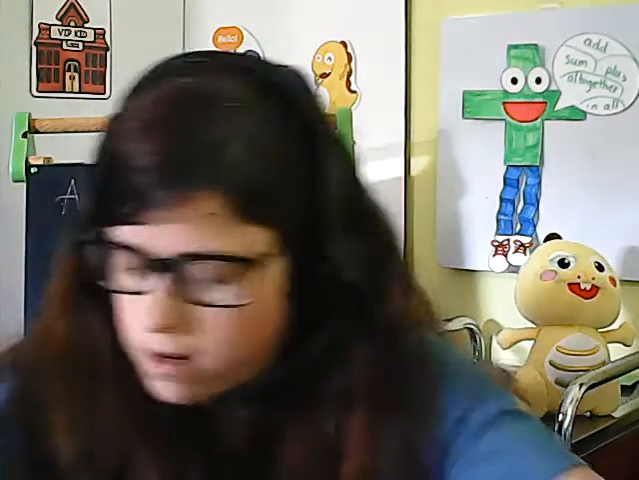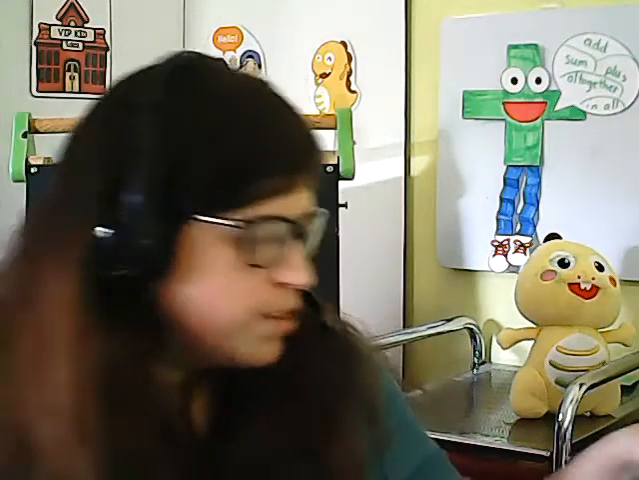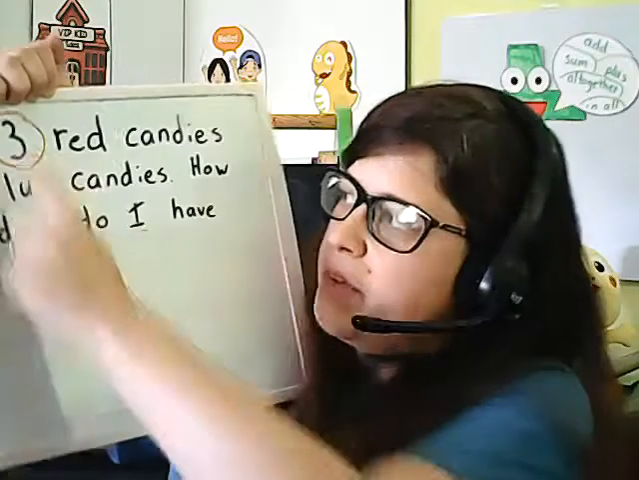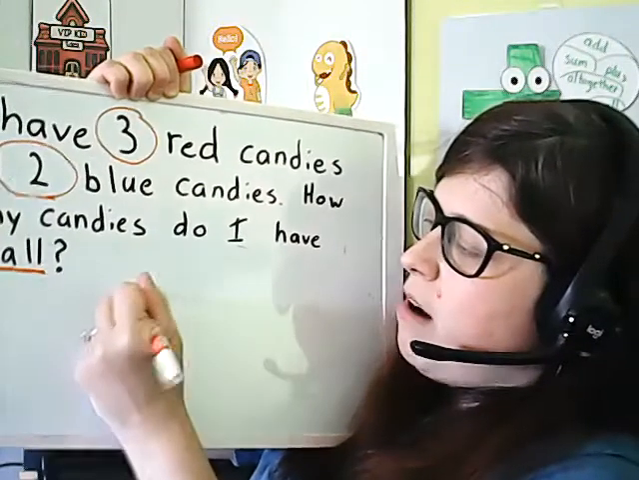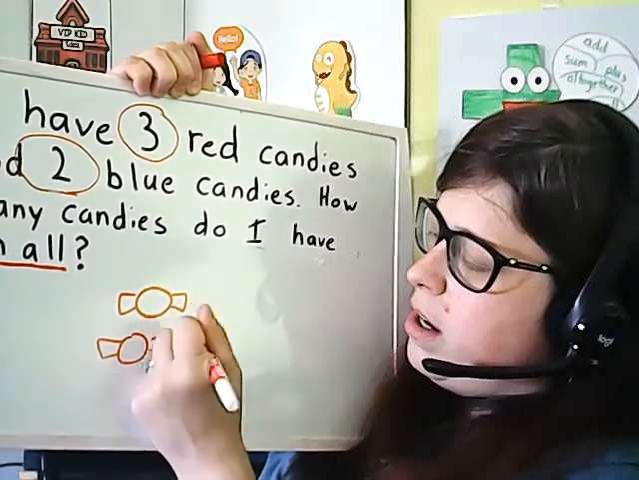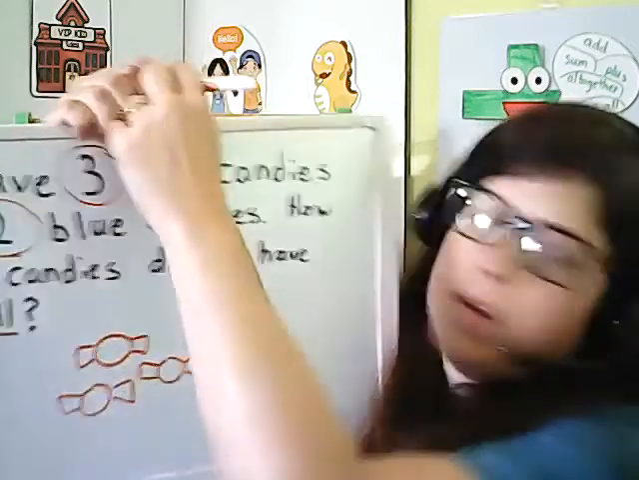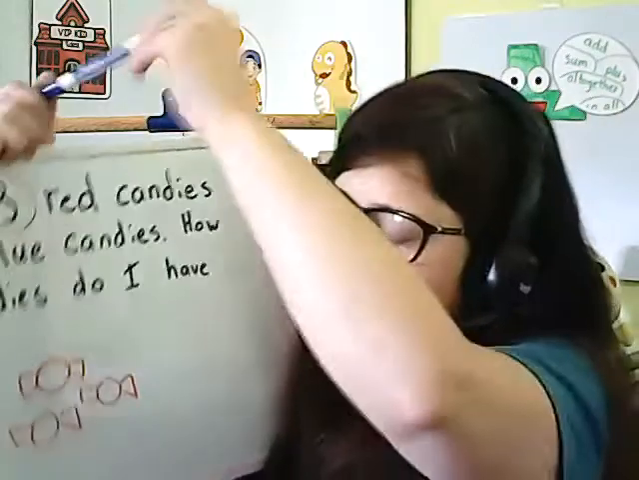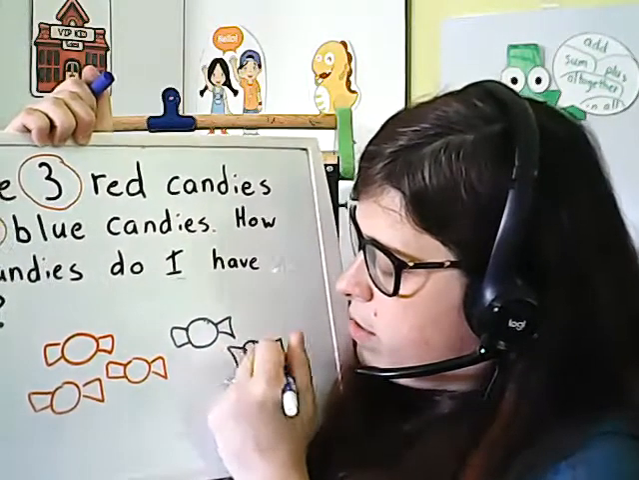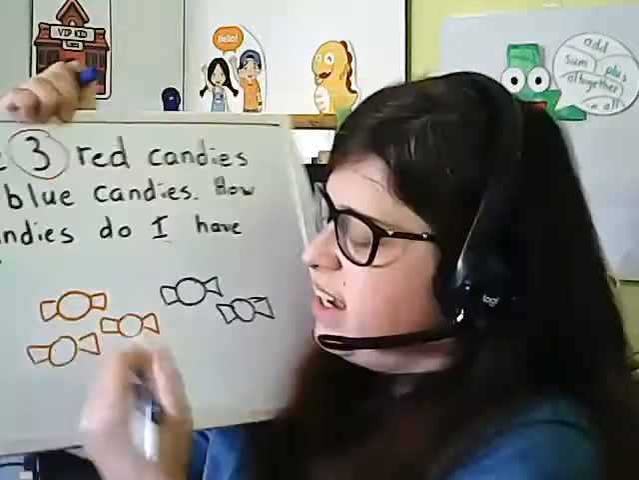If you have crayons or different colored pens or markers, it's very easy to use them to keep track of your drawings when doing story problems. So I have 3 red candies. I'm going to pick up my red marker and I'm going to draw just 3 simple red candies. 1, 2, 3, plus 2 simple blue candies. 1, 2, and then I can write my number sentence.